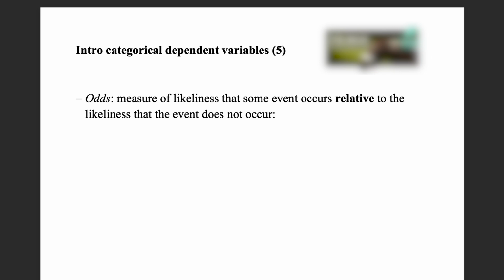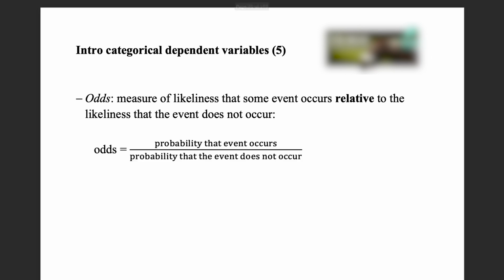Well, we already saw the probability measures how likely is it that something happens. So if we want to calculate how likely it is that something happens relative to how likely it is that something does not happen, how would we calculate that? Well, take the probability that some event occurs and divide that by the probability that that same event does not occur. So that's what the odds are. They tell you about how relatively likely it is that something happens compared to how unlikely it is that something happens. So what is the probability that some event that we're interested in occurs relative to the probability that that same event does in fact not occur?